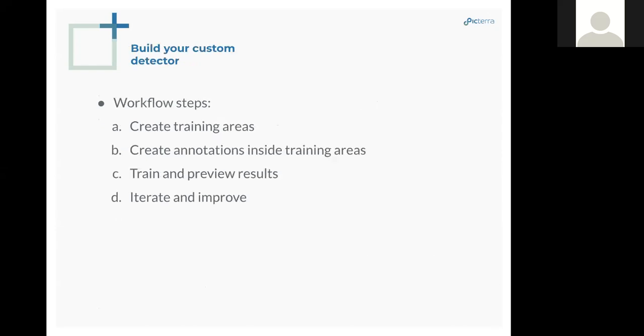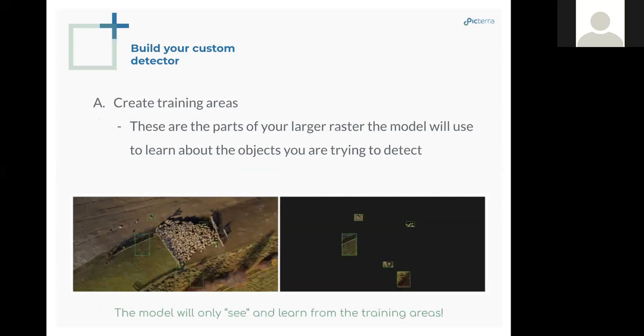So let's go through the workflow steps. There are two major concepts you have to understand. These are training areas and annotations. Let's start with training areas. Most of you might be coming in with some kind of a large raster. In this case, on the left-hand side here, we see a farm filled with sheep, and the goal is going to be to detect the sheep.